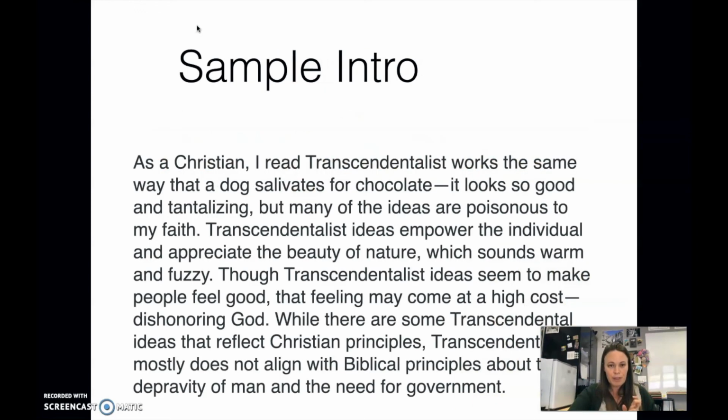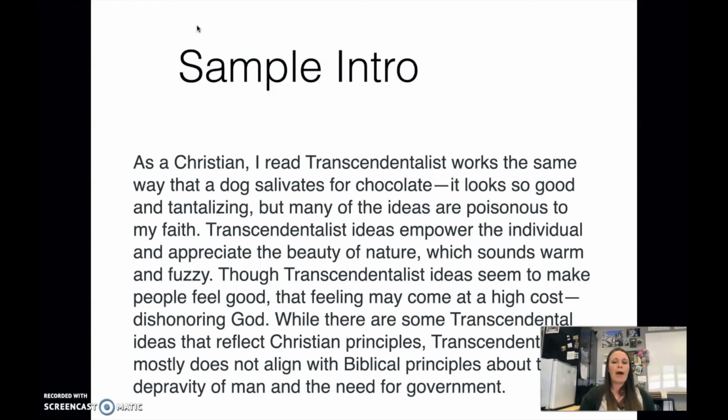Okay, here's a sample intro. As a Christian, I read transcendentalist works the same way that a dog salivates for chocolate. It looks so good and tantalizing, but many of the ideas are poisonous to my faith. Notice that was my hook. I started with a metaphor.